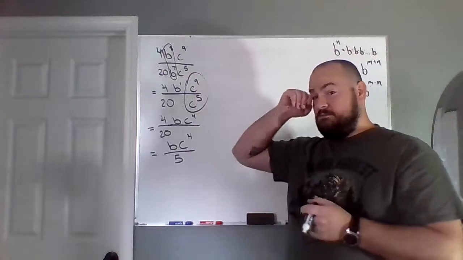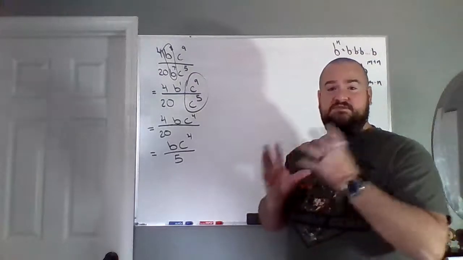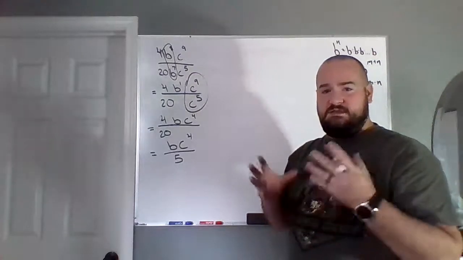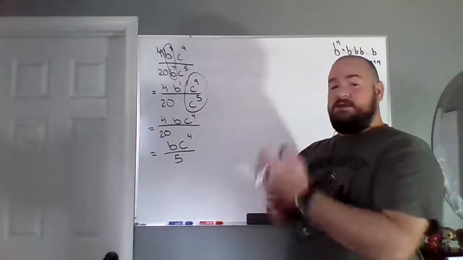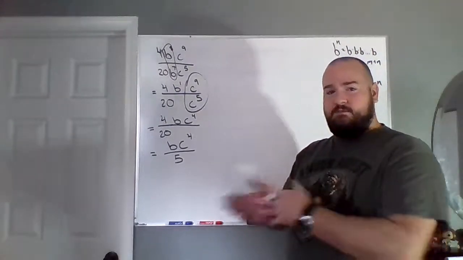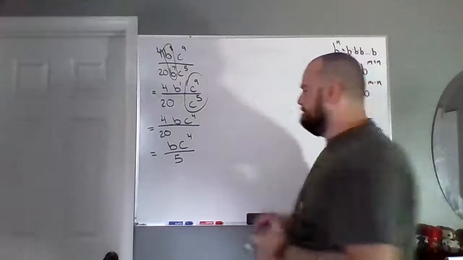So that is a really simple example, a couple simple examples of simplifying using our exponent properties. I want to talk about one more new property, and then we're going to do some more examples together.